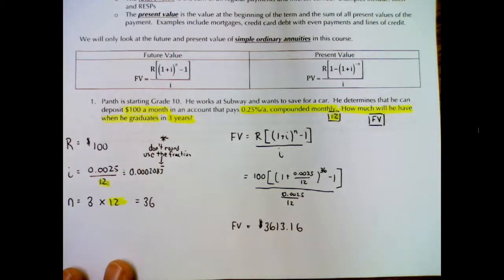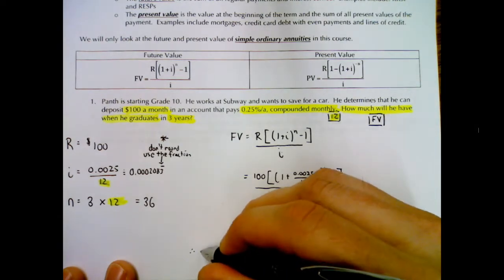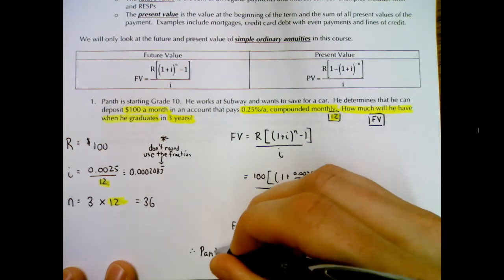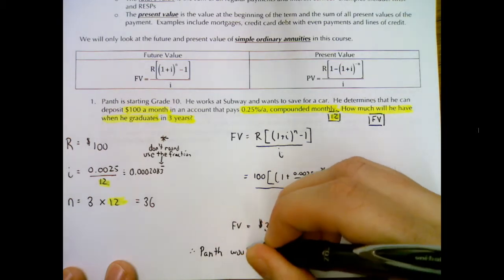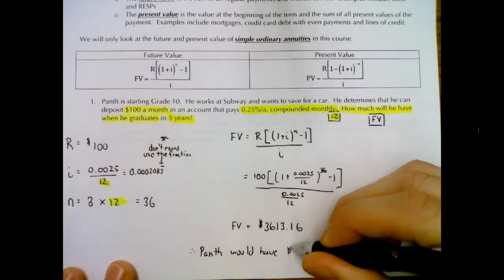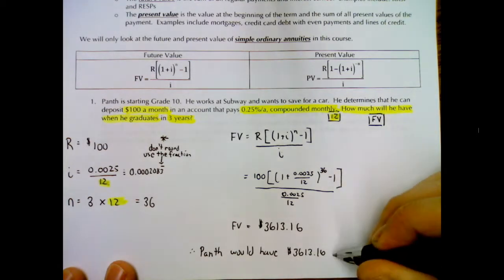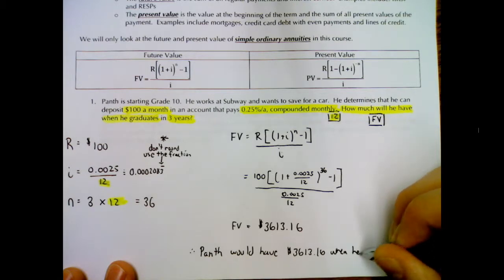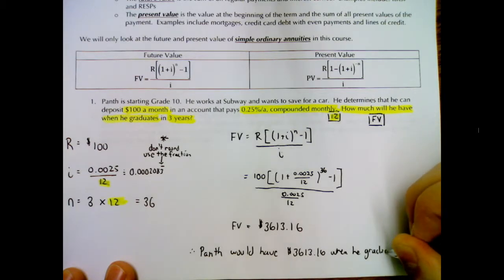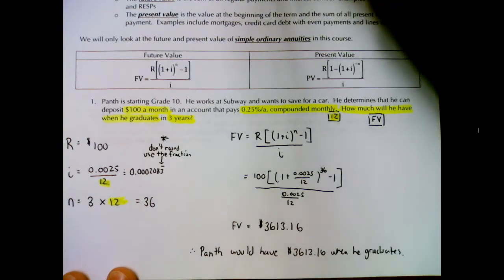A word question deserves a word answer, so we could say, therefore, he would have $3,613.16 when he graduates. All right, let's try another one.